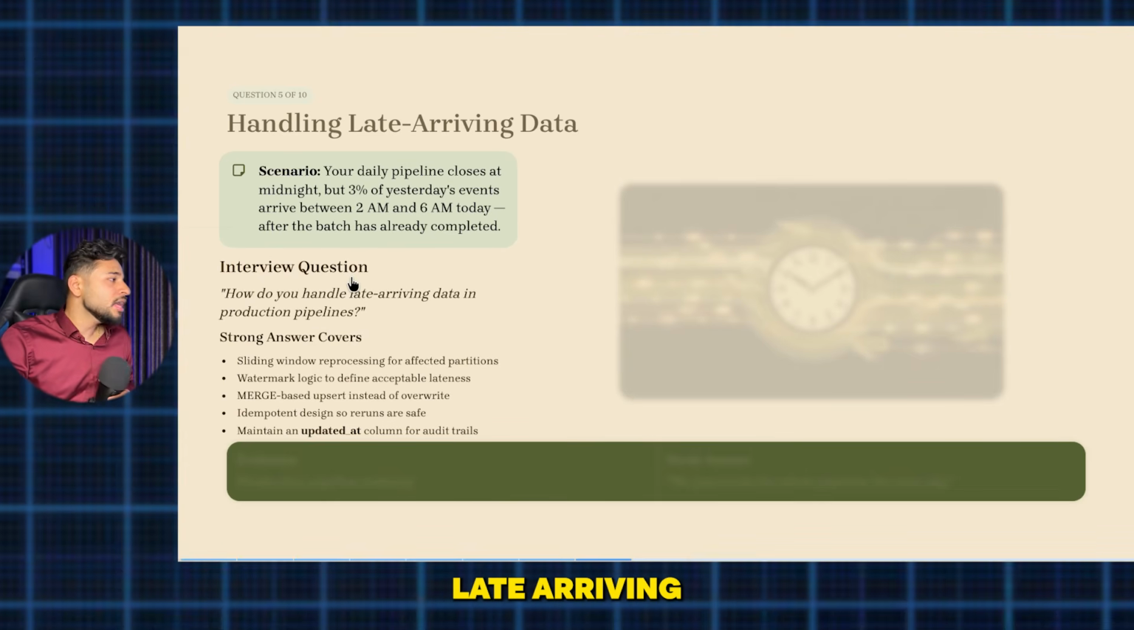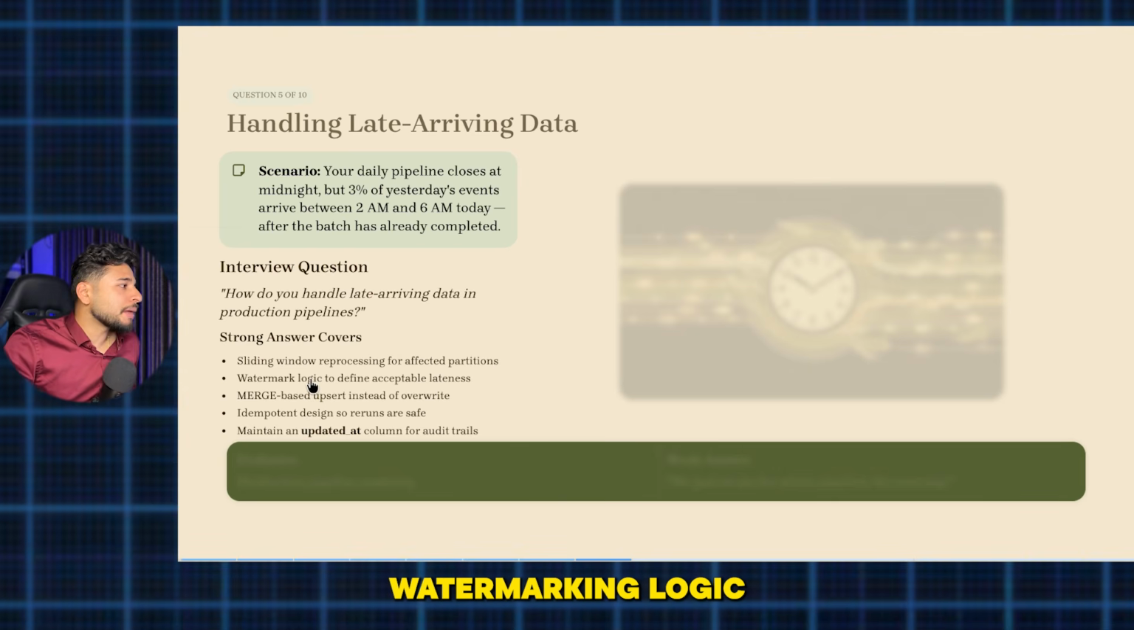Different kinds of late arriving data are coming. So how exactly will you handle those? The strong answer will be sliding window reprocessing. That is effective: the different rows that were left out will be loaded. Next thing, I'll apply watermarking logic to define the acceptance window and the lateness.